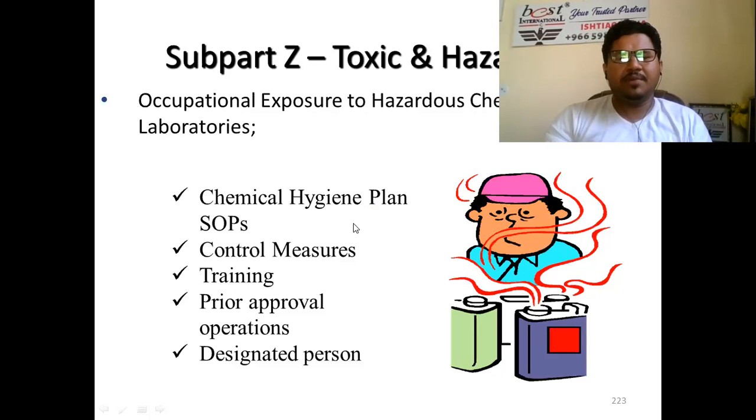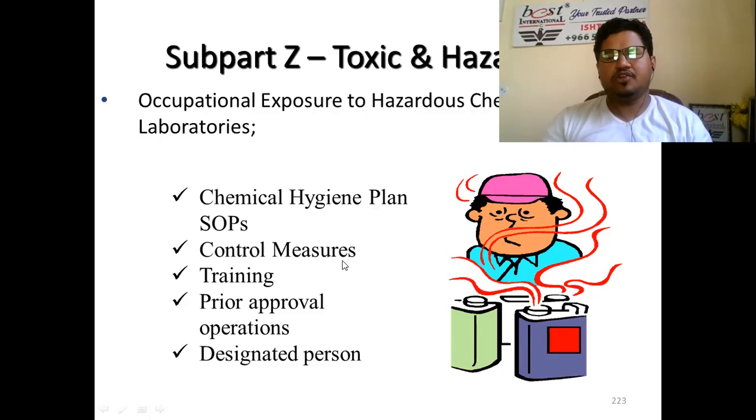So make sure you have a chemical hygiene plan, SOPs, control measures, training, prior approval for operations, and designated persons. Usually you are following these things already within your company. Just go back and see how you are managing your chemicals.